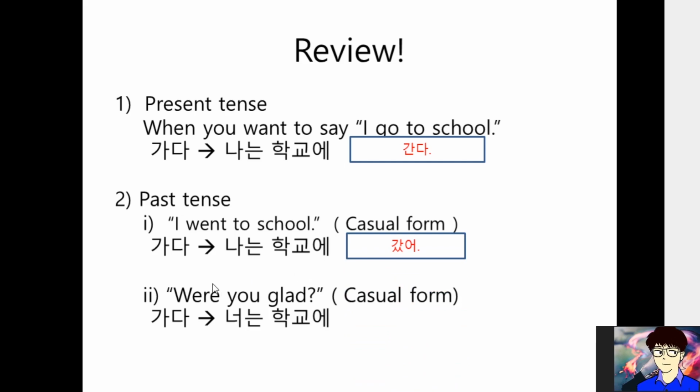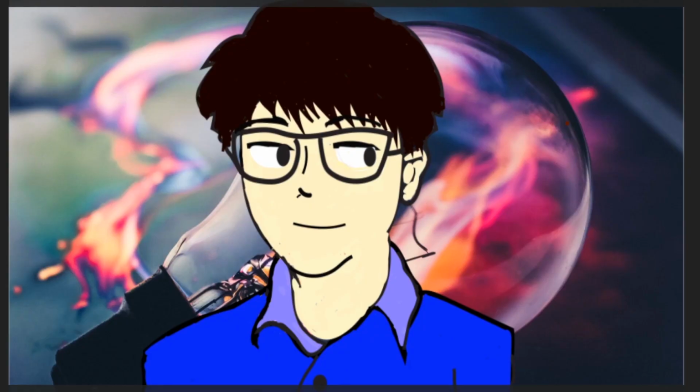Good. And the last thing, when you want to say, did you go to school in casual form, in that case, what do you have to say? Great. 너는 학교에 갔니? 갔어? Or 갔냐? Like that. Well done.